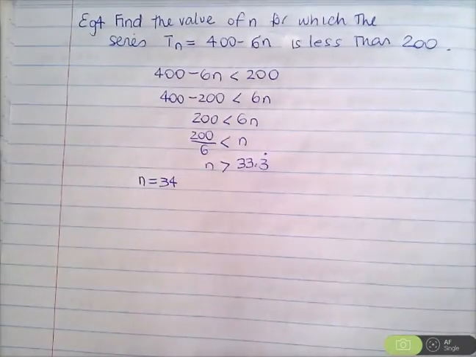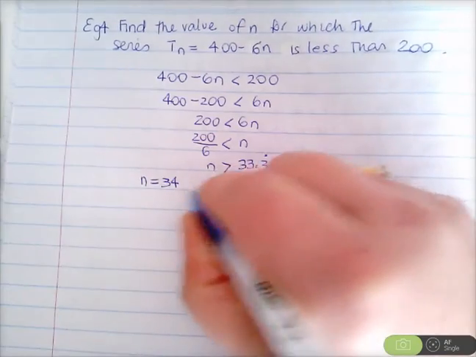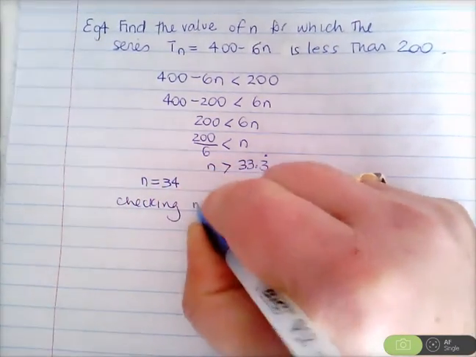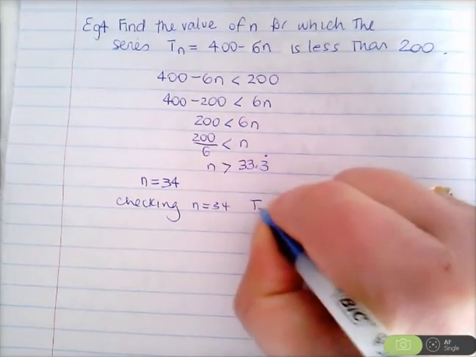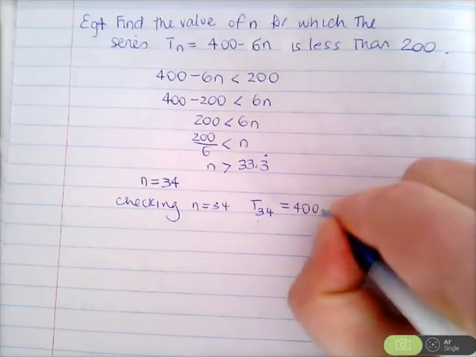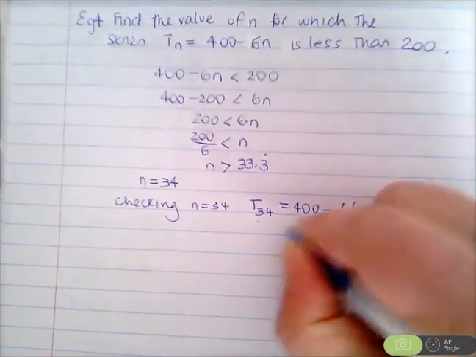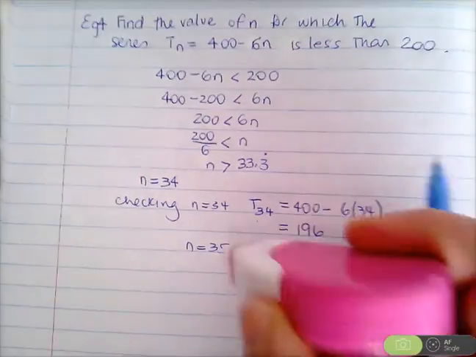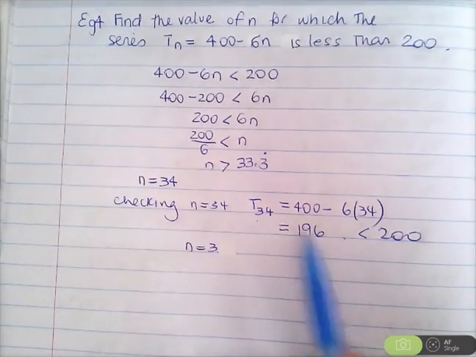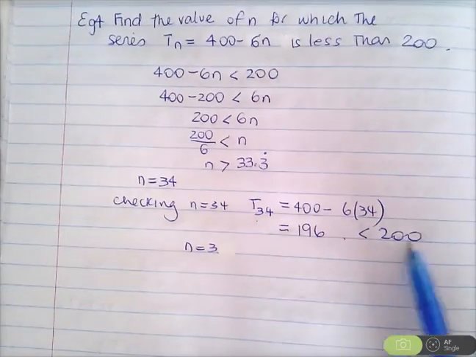Now, if you want, you can check your answers when n is 34. For n is 34, you get that T34, that means the 34th term, is equal to 400 minus 6 times 34. Check. If you're ever not sure, putting n is 34 in gives us 196, which is less than 200.